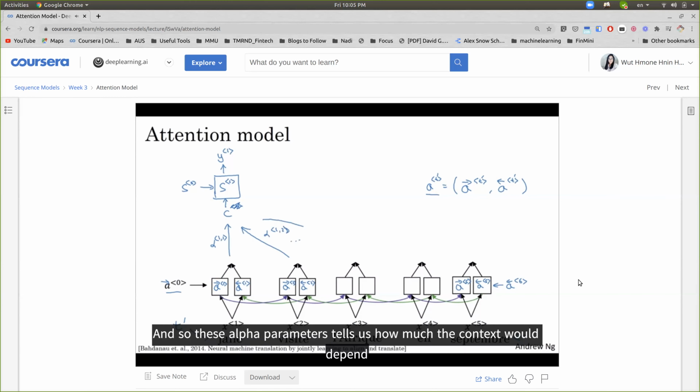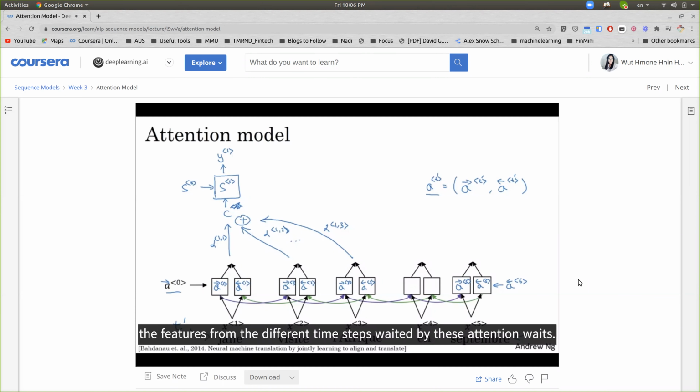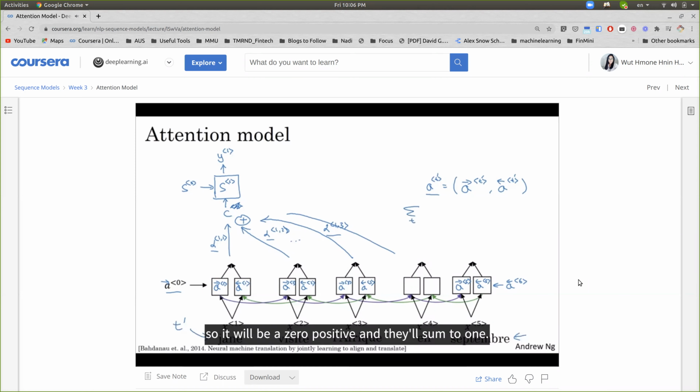And so these alpha parameters tell us how much the context will depend on the features, or the activations, we're getting from the different time steps. And so the way we'll define the context is it'll actually be a weighted sum of the features from the different time steps weighted by these attention weights. So more formally, the attention weights will satisfy that they'll all be non-negative, so they'll be zero or positive, and they'll sum to one. We'll see later how to make sure this is true.